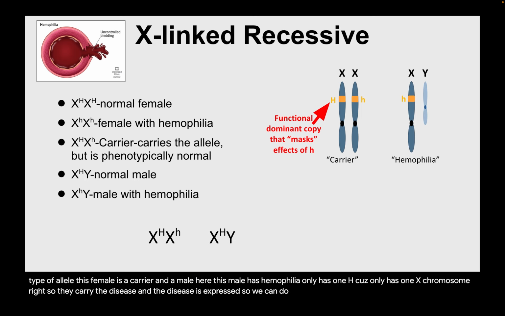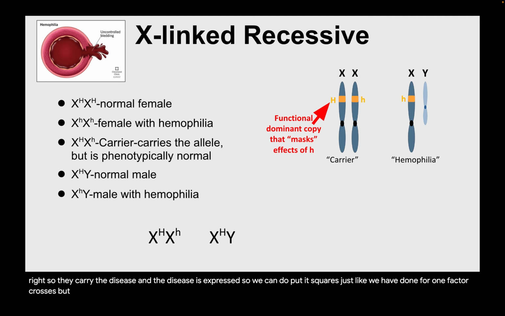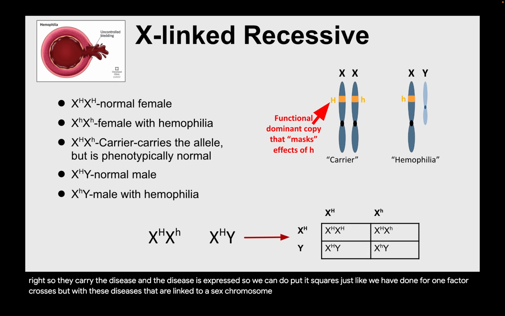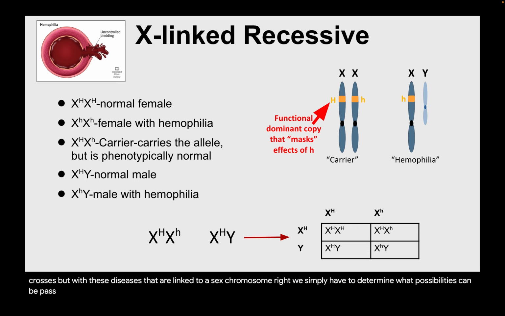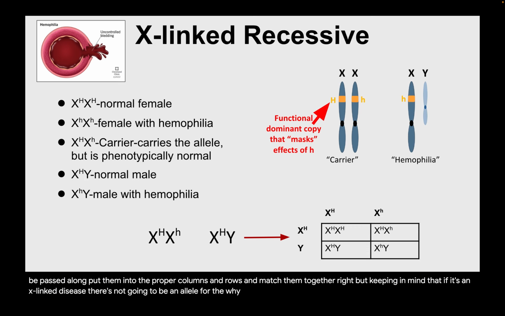So we could do Punnett squares just like we have done for one factor crosses, but with these diseases that are linked to a sex chromosome. We simply have to determine what possibilities can be passed along, put them into the proper columns and rows, and match them together. But keep in mind that if it's an X-linked disease, there's not going to be an allele for the Y. So I think the best way to do this is to practice.